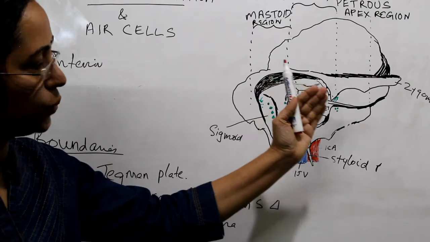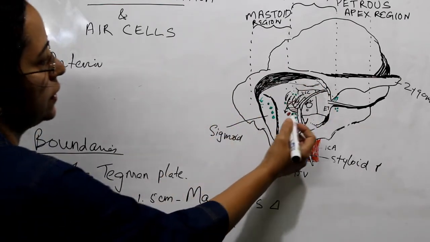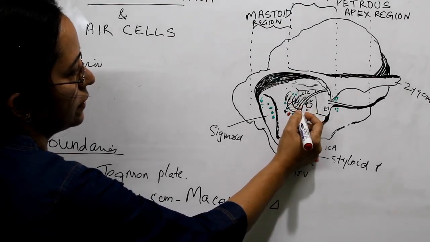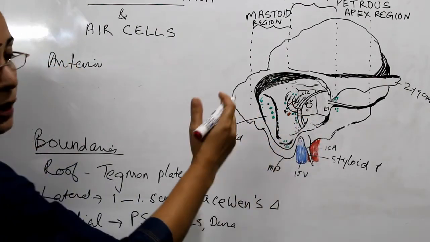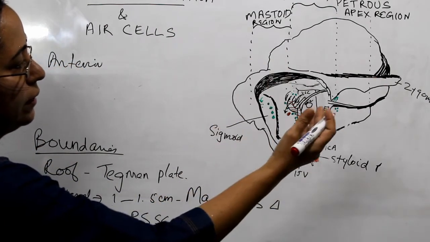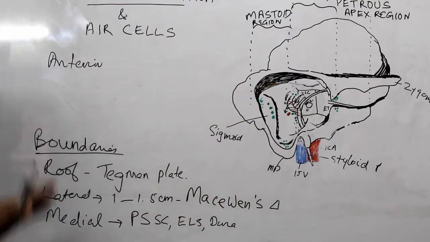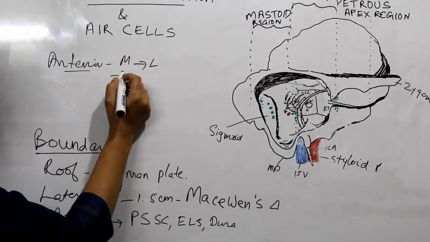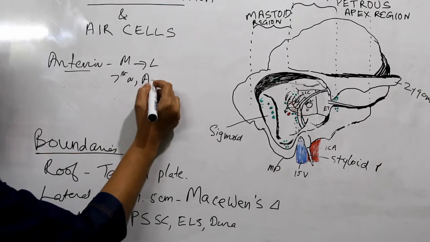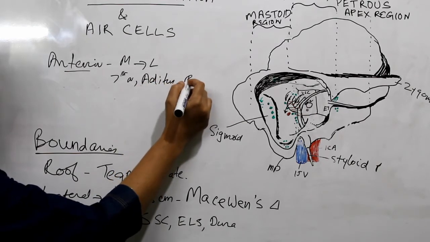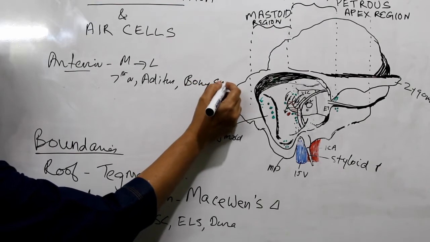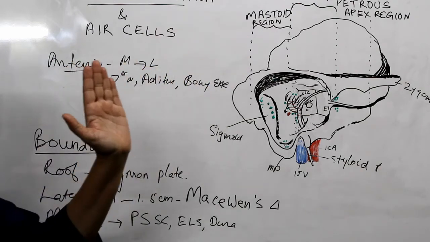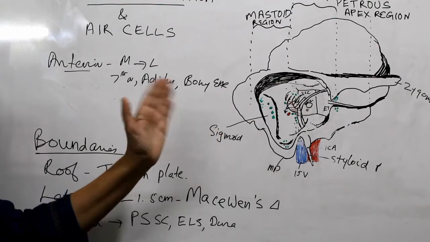So from medial to lateral, the structures are, first, the facial nerve. Here the additus will be coming. Then comes the additus ad antrum, and then the bony external auditory canal. So the anterior wall is formed, from medial to lateral, by the facial nerve, then additus ad antrum, and then the bony external auditory canal. So that is the anterior wall. So the roof, then the lateral wall, medial wall, and the anterior wall.